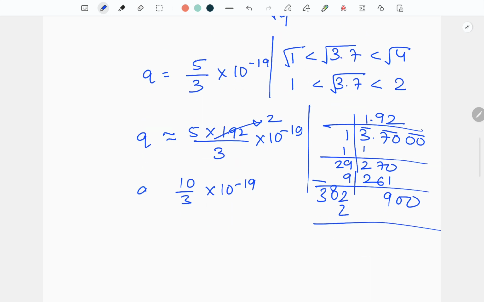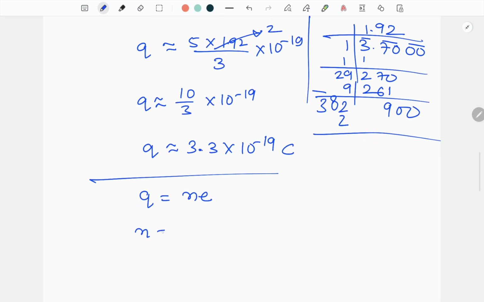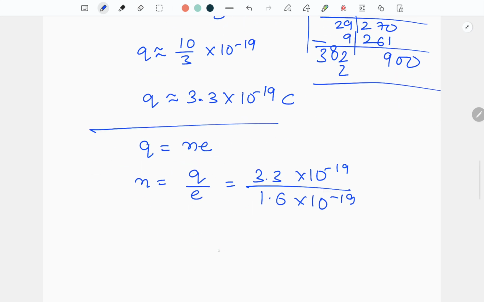So approximately I think you will get the value of Q as 3.3 into 10 to the power minus 19 Coulomb, and the exact value is approximately 3.2. Last we have to calculate the number of electrons, so Q is equal to N E, so N becomes Q by E. So 3.3 into 10 to the power minus 19 Coulomb, E value is 1.6 into 10 to the power minus 19 Coulomb. So N will come approximately as 2.